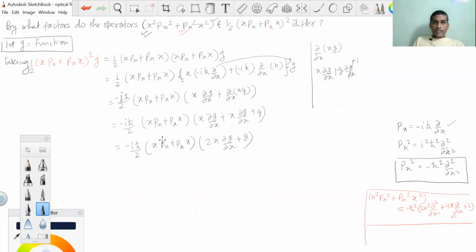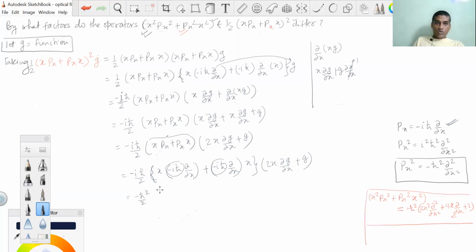Now this term operates on this. So let us express px in this form. We can write minus i h bar by 2. Now we have x, again we have minus i h bar del by del x, plus minus i h bar del by del x, and we have x, and we have this term, twice x del g by del x plus g. Now we can take this common, so we get minus minus plus, and we have i and i square, so i square is minus 1, so we get minus h bar square by 2, because we have h bar and h bar.